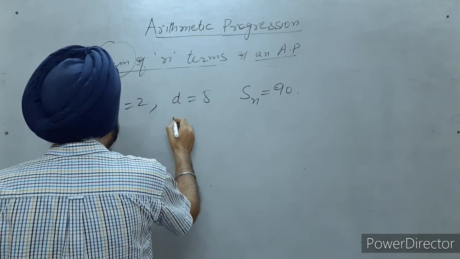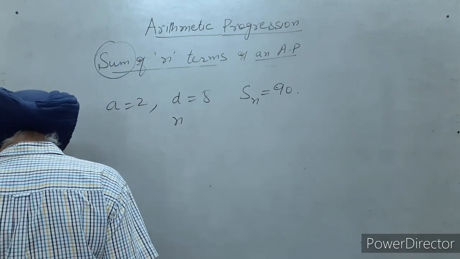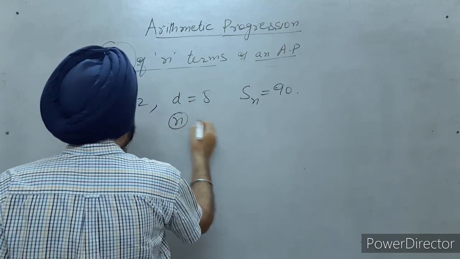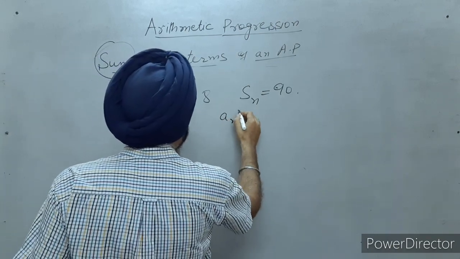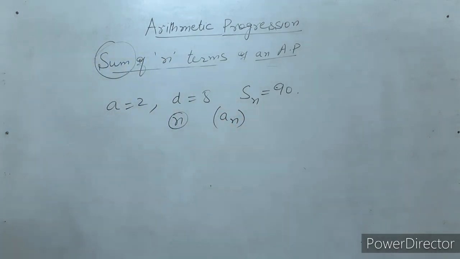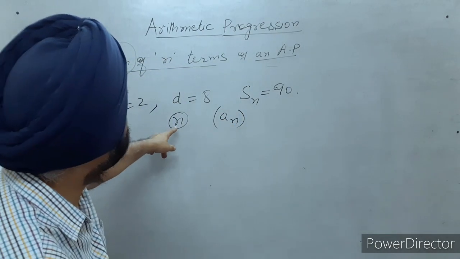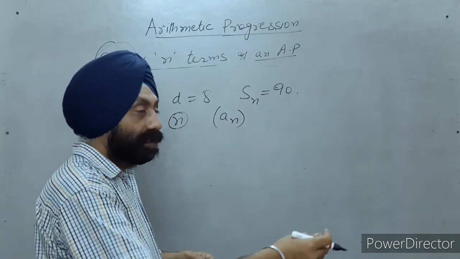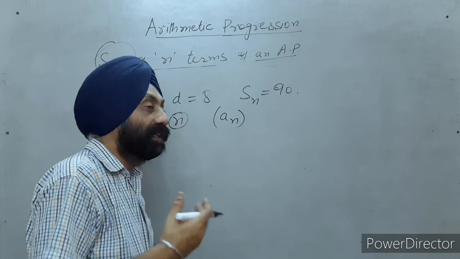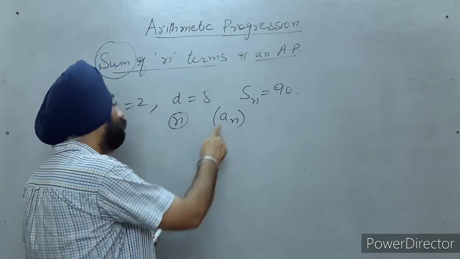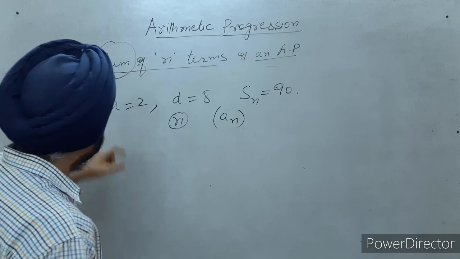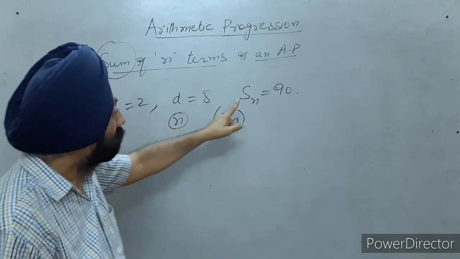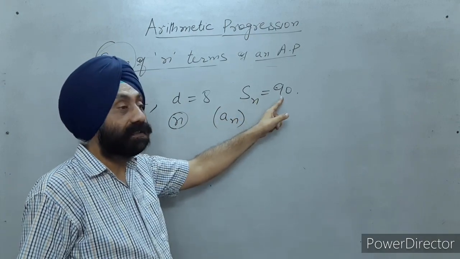I need to calculate n and the nth term. I need to calculate the value of n, how many terms there are, and the nth term. Once I get n, say if I get n equals 7, then I will calculate the 7th term. Now what is given to me? The first term 2, common difference 8, and the sum of n terms given as 90.